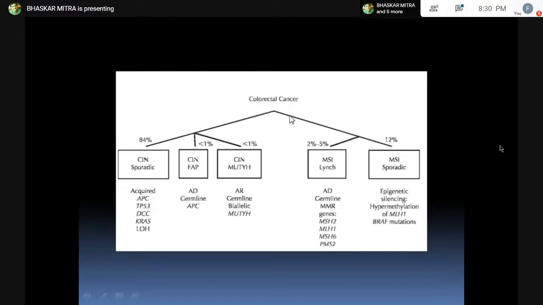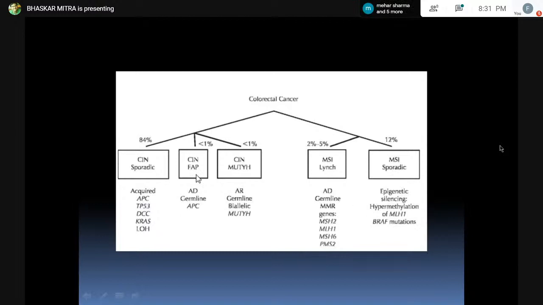Now the MSI group, the Lynch and the sporadic. Lynch is the familial one where we get a germline mutation of the different mismatch repair genes. And another is the sporadic, where there may be epigenetic silencing, hypermethylation, or BRAF mutation. So we have to differentiate with a battery of tests.